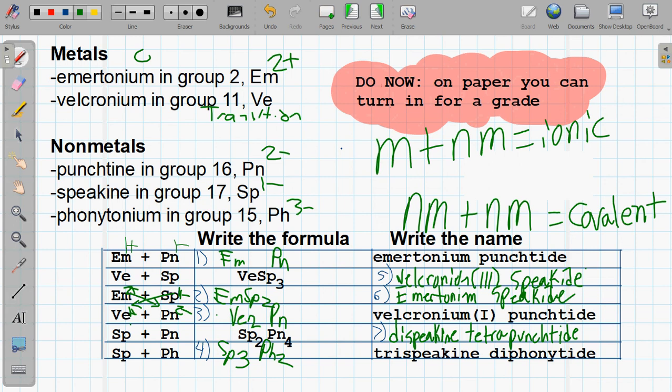All right? VE and SP. VE is in group 11. It's transition. We don't know what the charge is. So we have to look at the charge of Spekine. Spekine is a 1 minus, but I have 3 of them. So that means this part adds up to 3 minus, which means this part has to equal 3 plus. And since there's only 1 atom, that means that 1 atom has a charge of 3 plus. All right?